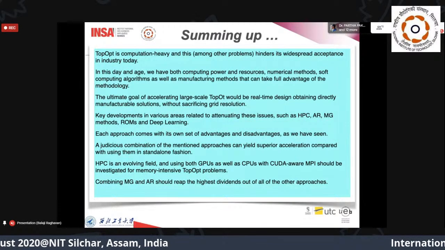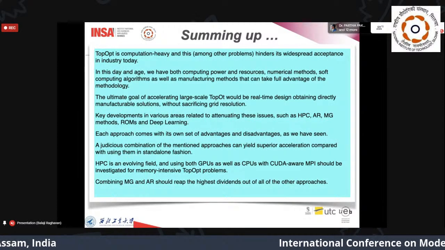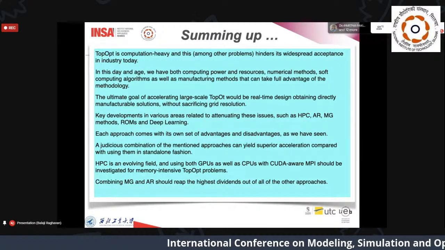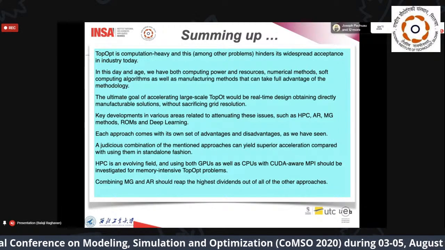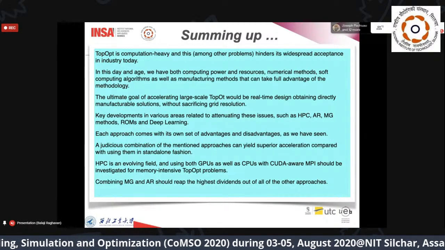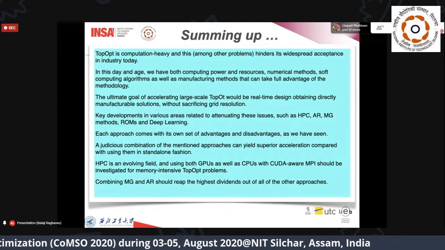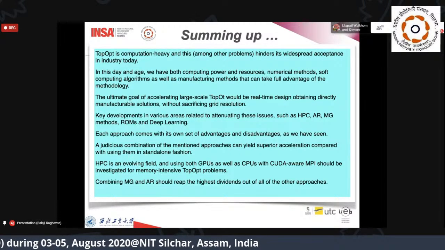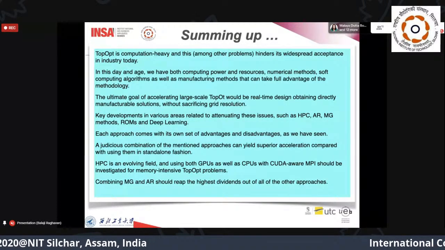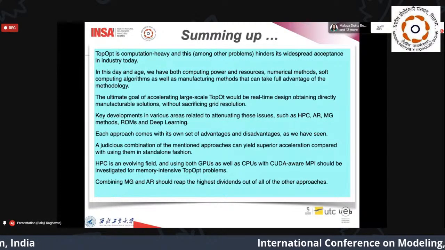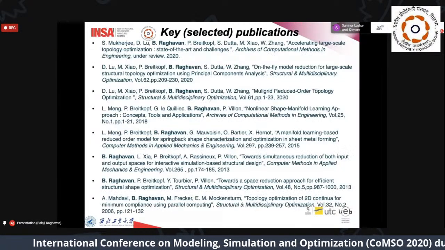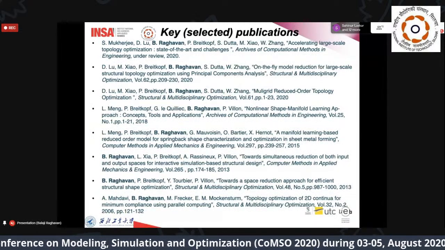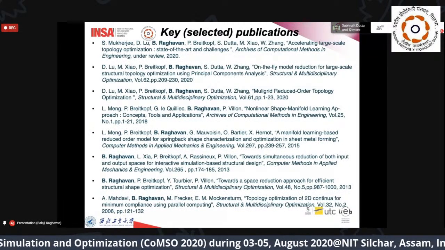HPC has to be there. So it's an evolving field, using GPUs as well as CPUs with possibly CUDA-aware MPI. And we believe that combining MG and AR as of today is going to reap the highest dividends out of all the other approaches. Okay, so these are just some of the selected publications.